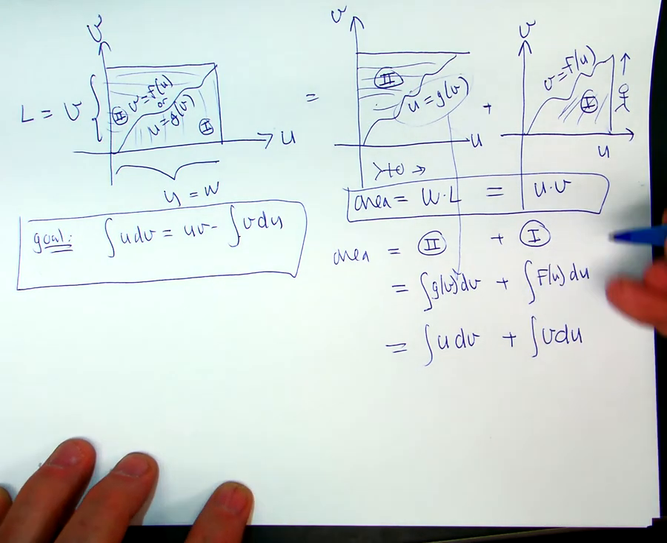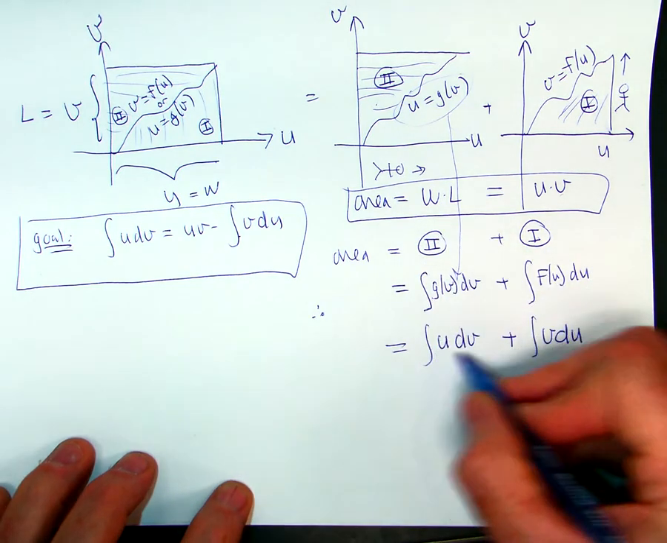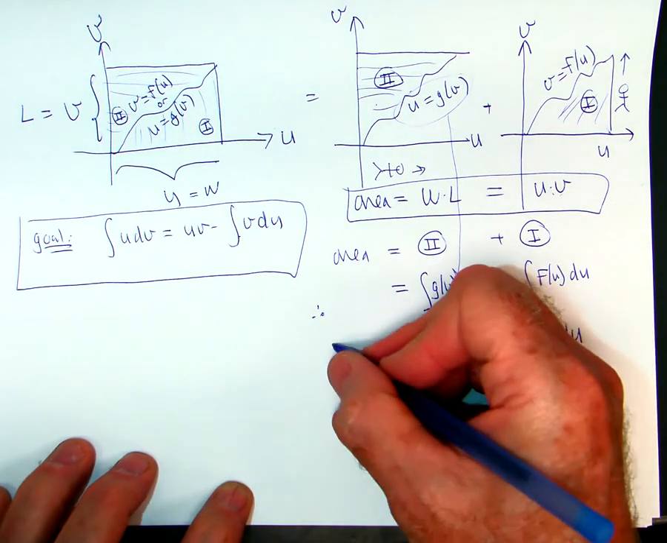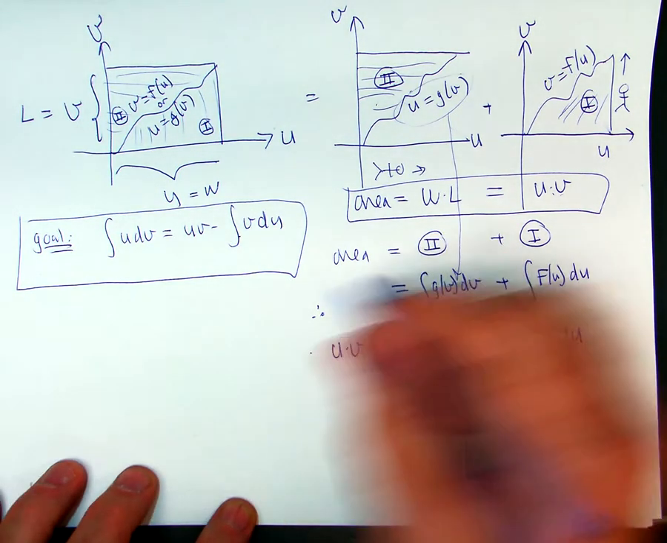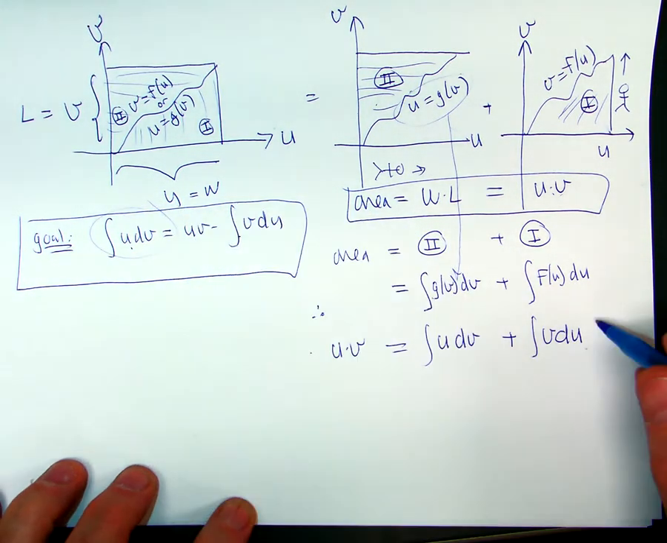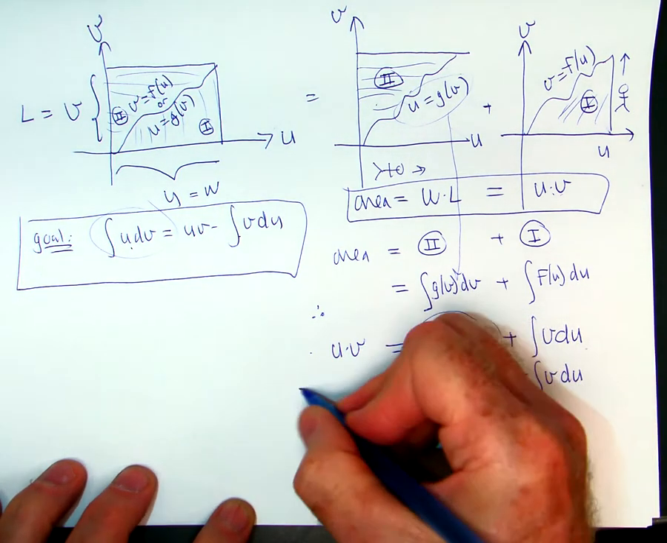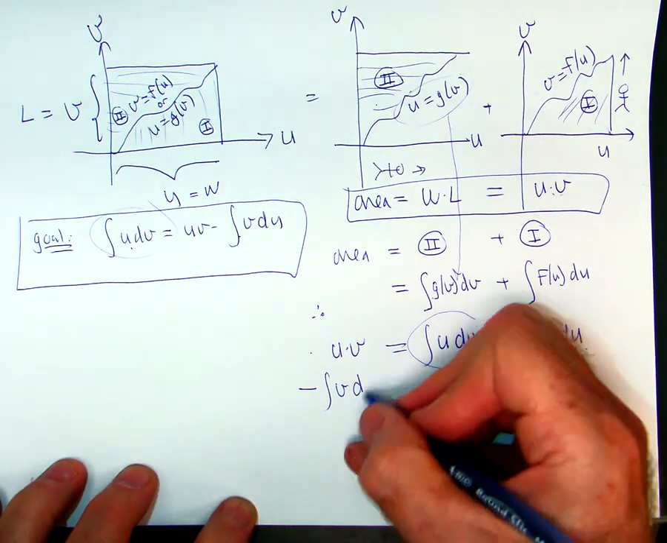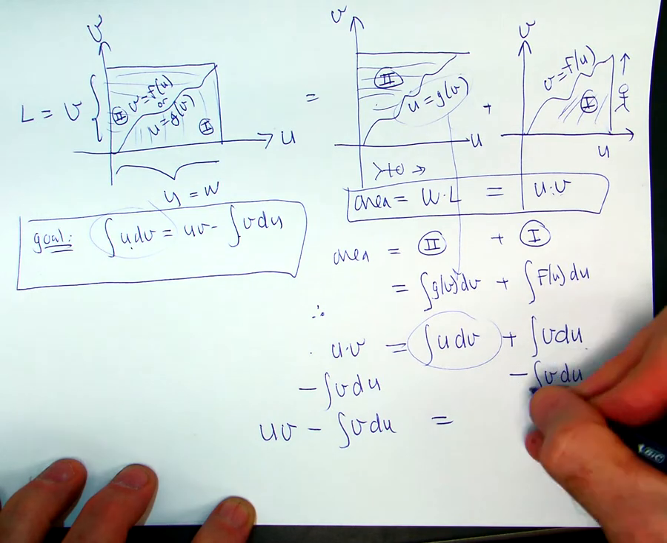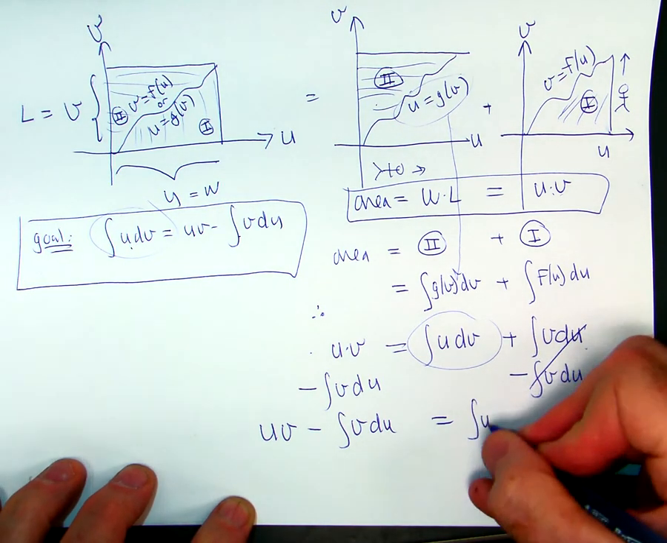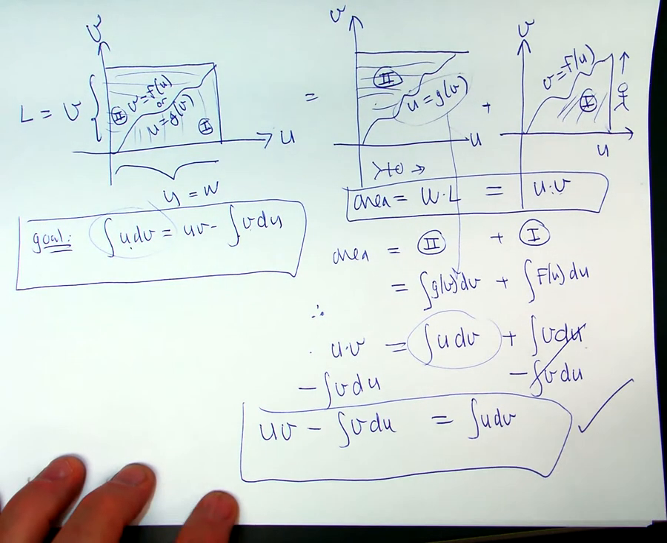Okay. But again, our area is equal to u times v, so what this tells me is that this integral is equal to this quantity right here, u times v. Okay, well, what does that tell me? Well, I need to get this formula, so I need to solve for this. So I subtract this from both sides. And that gives me uv minus the integral of v du, those cancel, is equal to the integral of u dv, which is exactly that.